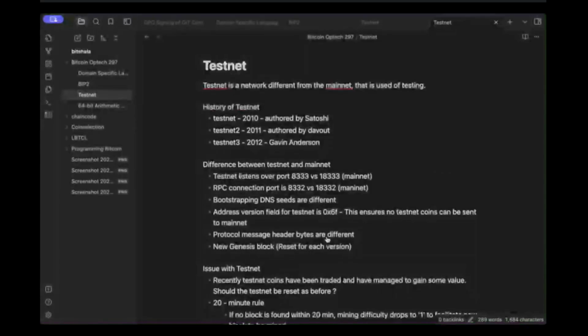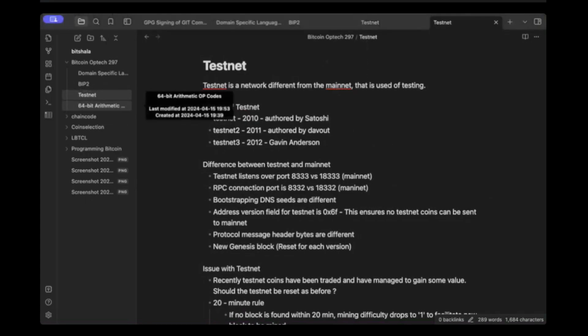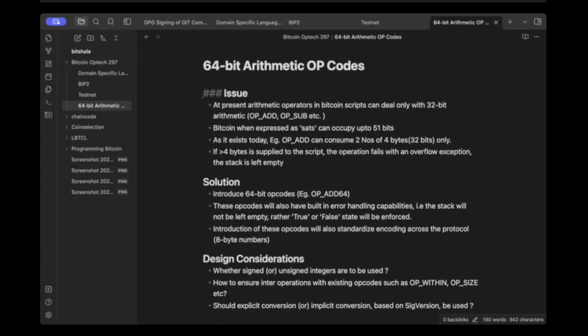Okay, so moving on to the next item, it's a peer review about 64-bit arithmetic.